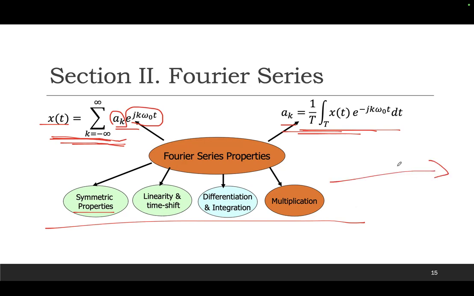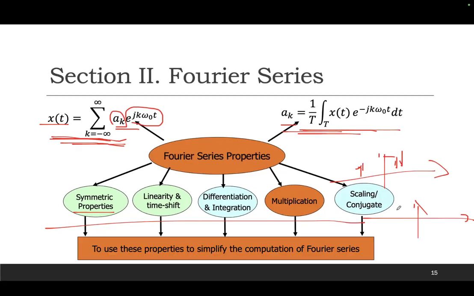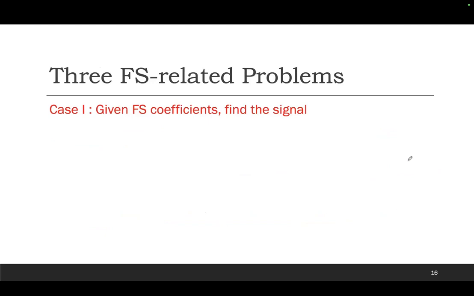Based on those properties, we also need to know two often used FS pairs. One is this one. Do you remember the impulse function? And the other is the square function. Do you remember the square function? I think we will review it. We also talk about the scaling and conjugate properties. This is the FS properties we talk about. Using these properties simplifies the computation of FS. But just remember, not only those properties, also the often used FS pairs.